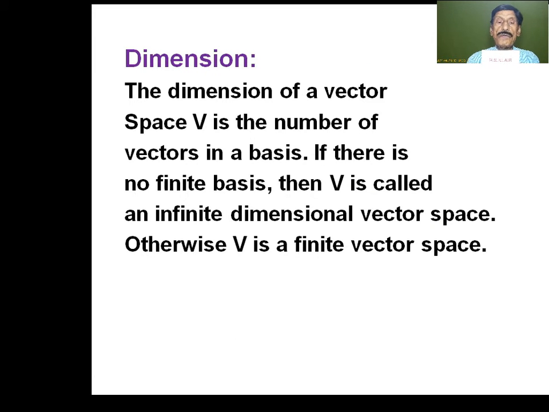Dimension. The dimension of a vector space V is the number of vectors in a basis. If there is no finite basis, then V is called an infinite dimensional vector space. Otherwise, V is a finite dimensional vector space.